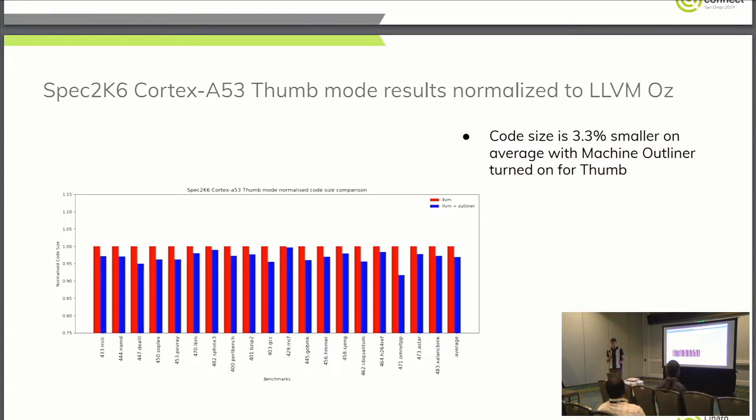Thumb mode is showing smaller improvements. At the moment, Yvonne thinks this may be down to when you use Oz, you use more PC-relative loads from constant pools, and these are harder to outline than the MOVT/MOVW case that we had earlier. But there's some further work to go on there.